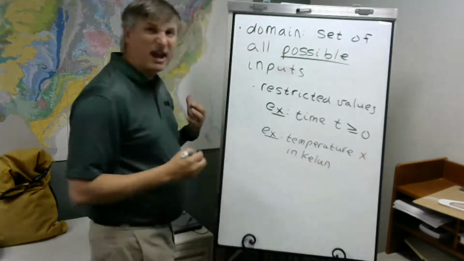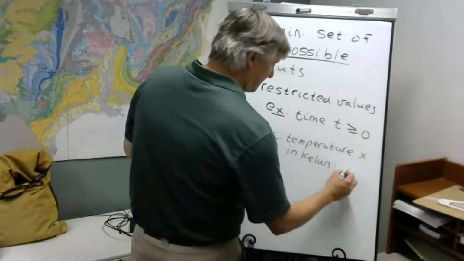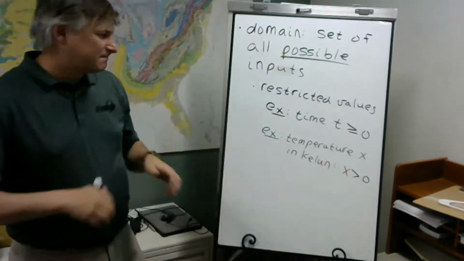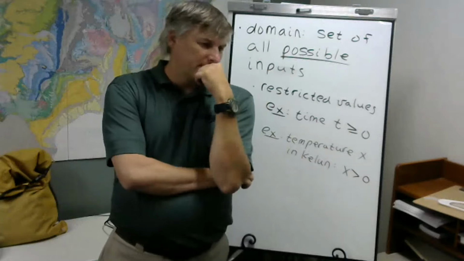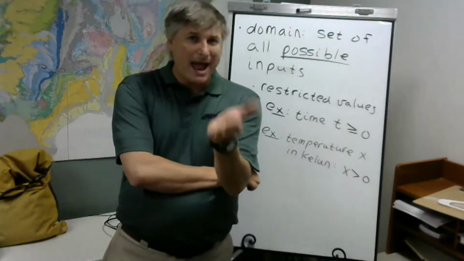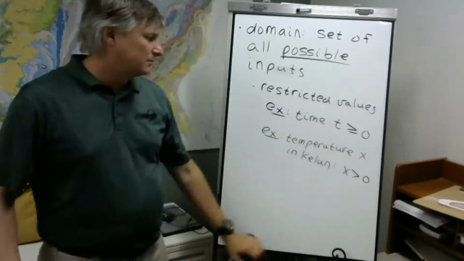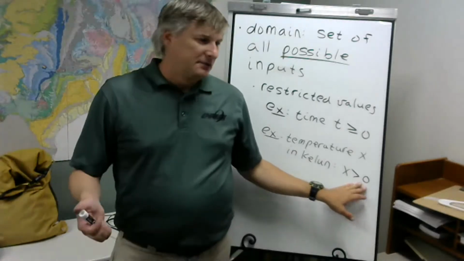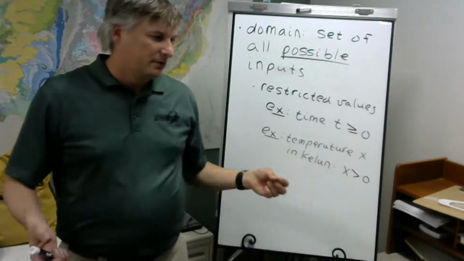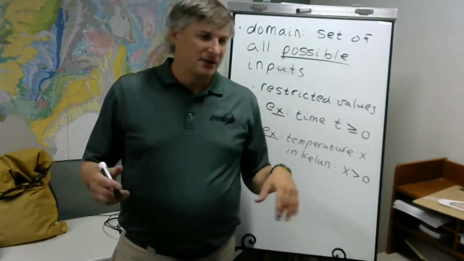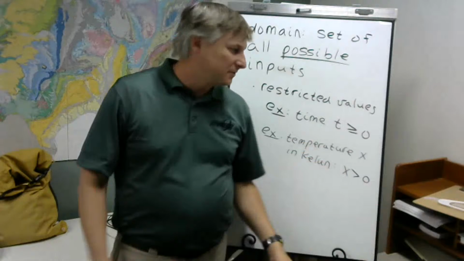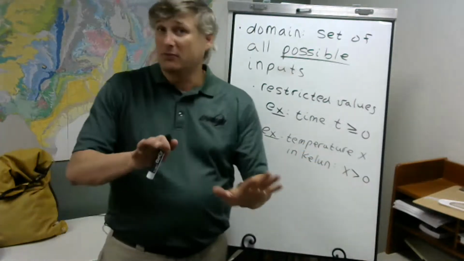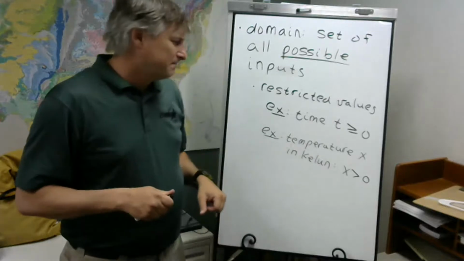Say temperature X in Kelvin, X is greater than 0. Kelvin measures temperature based on what's called absolute 0. Absolute 0 is a somewhat theoretical temperature, if you will, that you can't ever get to. It's kind of like getting to the speed of light through velocity. You can get as close as you can to it, but I have to be careful, I'm not a physicist.